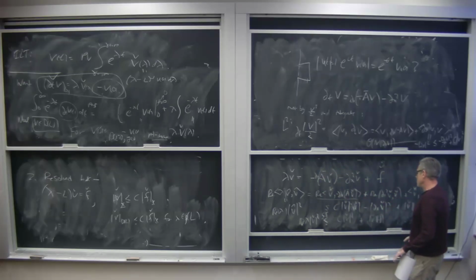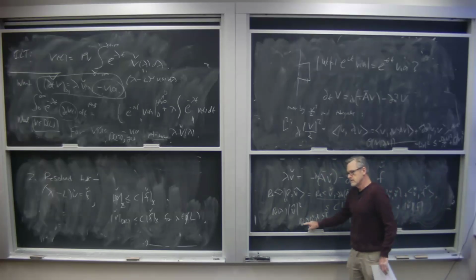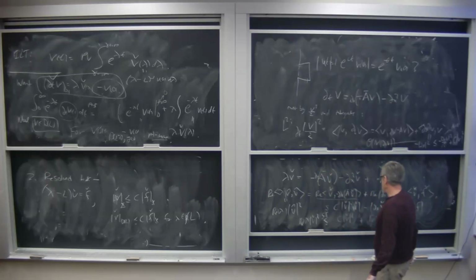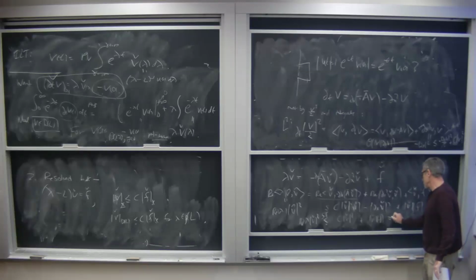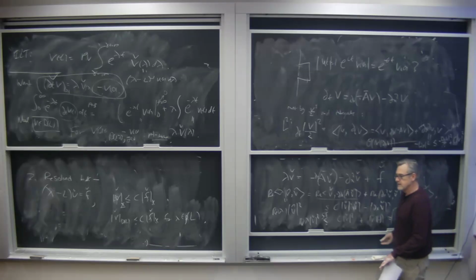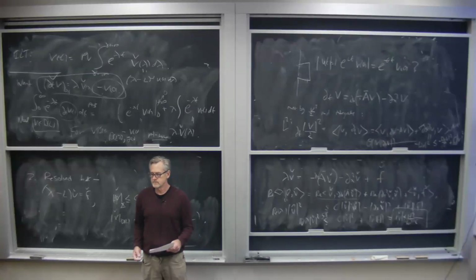So if the real part of lambda is bigger than this constant c, I can absorb this term into the other term. And also I'll divide the whole thing by the norm of v check. And I get that the v check is bounded by f over the real part of lambda minus c. That's the Hille-Yosida type bound. And I got it without much trouble.